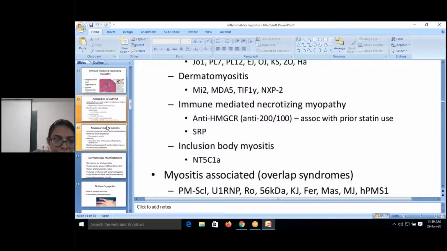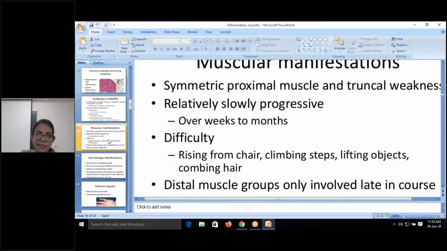These all. Then coming to the muscle manifestations. Usually there is symmetrical proximal muscle and truncal muscle weakness, and there is relatively slowly progressive weakness over weeks to months, and sometimes weakness can occur earlier than pain, or sometimes both can coexist. And there is difficulty in rising from a chair, climbing steps, lifting objects, combing hair. Why? It is proximal muscle weakness.